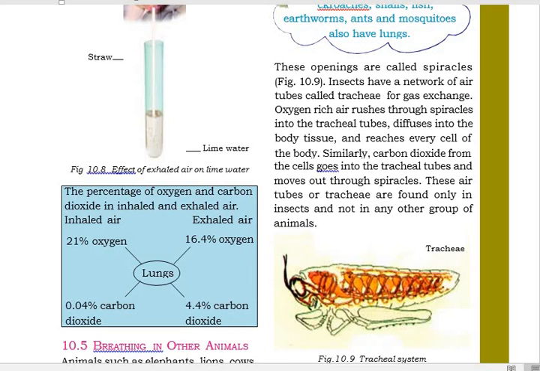Here you see in this picture the percentage of oxygen and carbon dioxide in the inhaled and exhaled air. Inhaled air contains 21% oxygen and 0.04% carbon dioxide. When it goes into the lungs, the exchange of gases takes place, and during exhalation, the air that comes out contains 16.4% oxygen and 4.4% carbon dioxide. That's why when we breathe out, it contains more carbon dioxide.